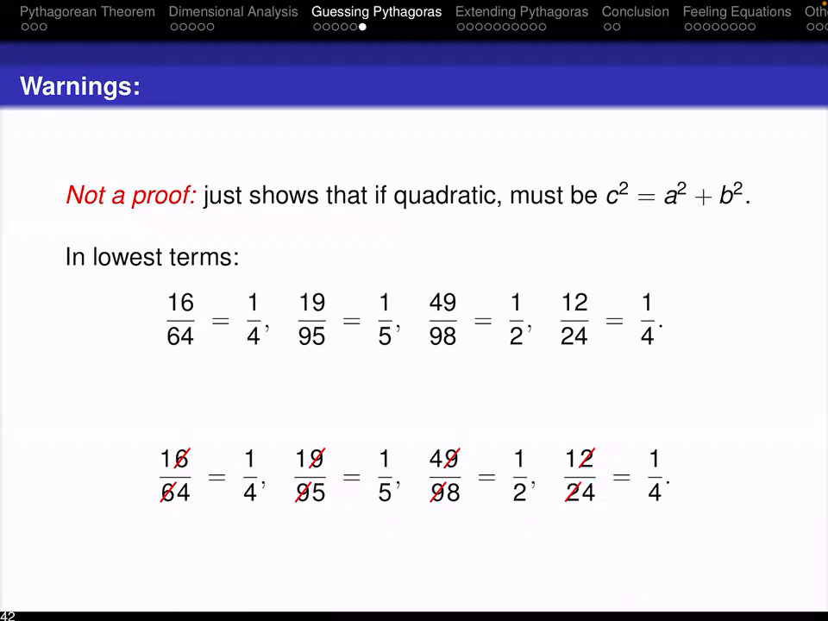What I could have done is I could have actually just shown you the 16 over 64 and the 19 over 95 and kept 49 over 98 in reserve, so that if you doubted 12 over 24, I could say, let me choose another fraction and I'll show you that it works.